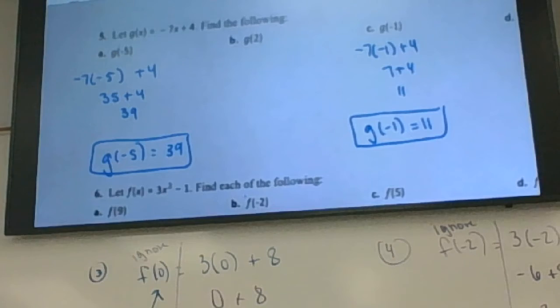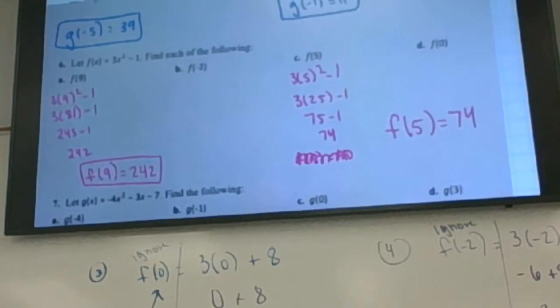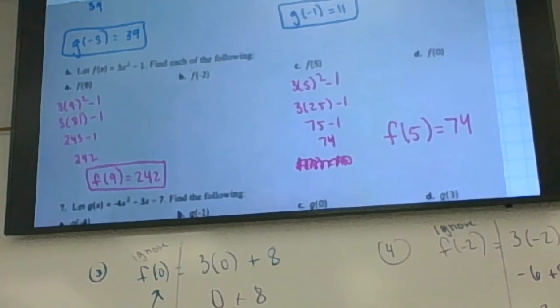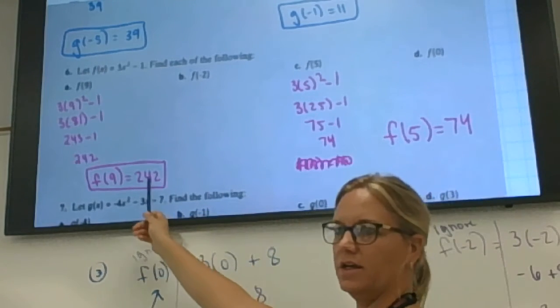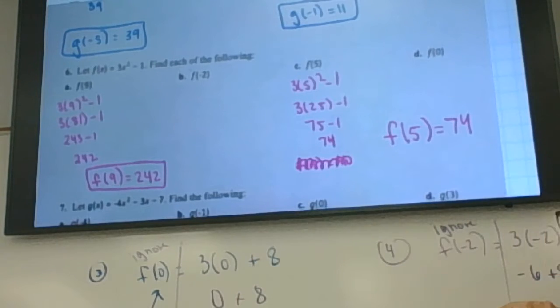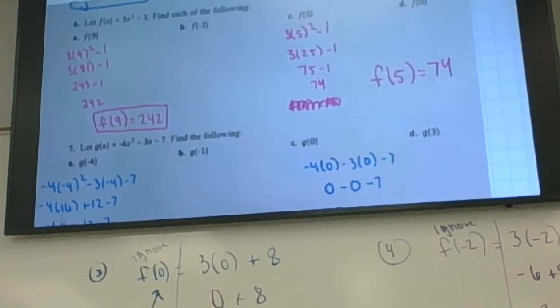All right, here we go. Big reveal, number 6. 242. 74. Oh, no. Yeah, 242 on this one, right? I heard a right answer. Looking for a right answer. Yes, I did. That's where I messed up. It's absolutely okay if you didn't get them right. Just go back and correct them.